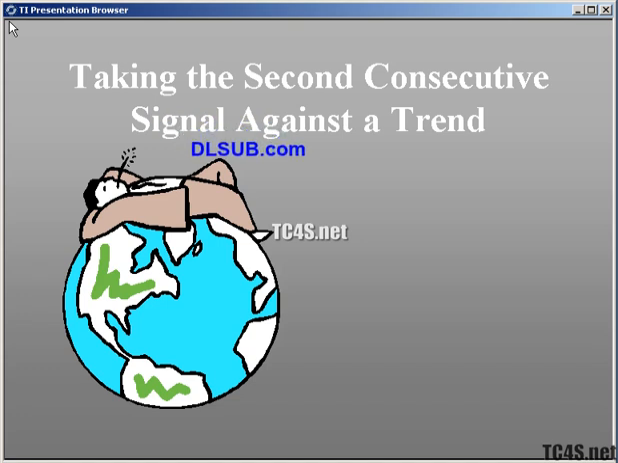In the previous lesson, we learned about trends. Usually, taking a signal against a trend is very risky. But there are times when we can do this with considerable success, but only when some very important conditions are met. One of those conditions is called taking the second consecutive signal against a trend.